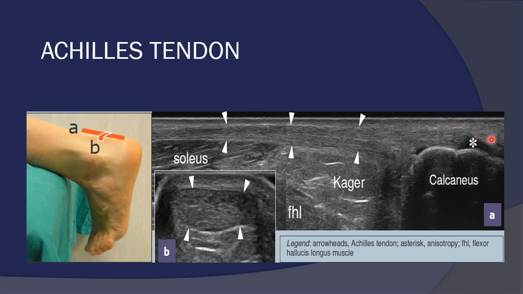The dark area seen at the end of the tendon is the artifact known as anisotropy. So we must examine the tendons properly at this insertional region to avoid this artifact and ensure the absence of any injuries.